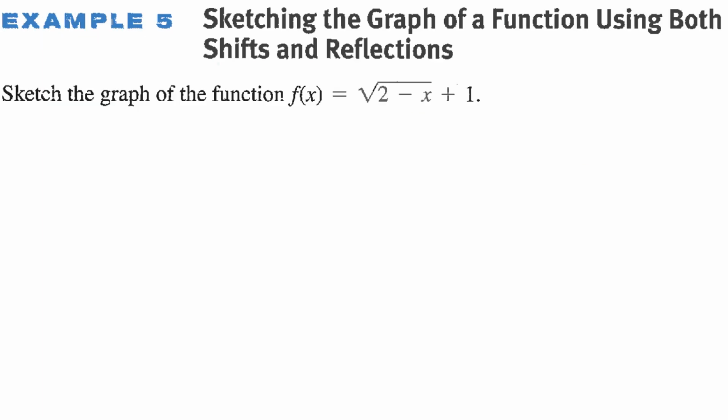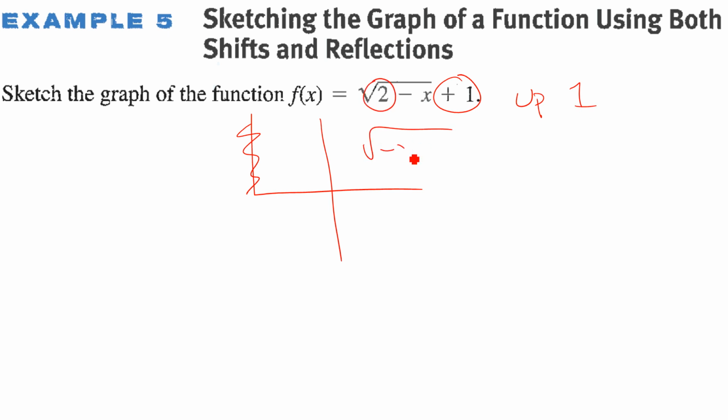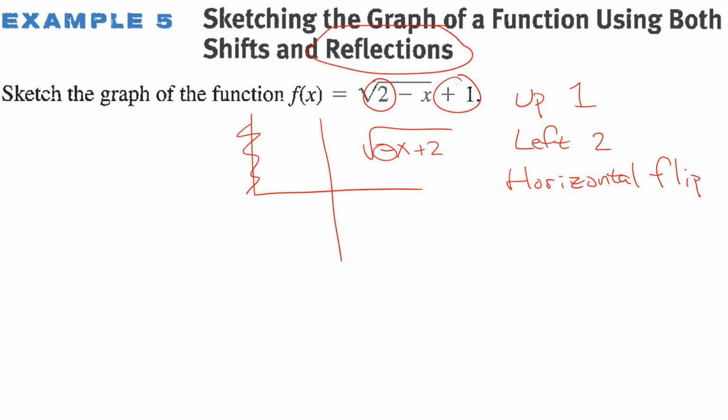All right, so another sketch here. This is going to be up 1. This says, so that's a +2. Another way to write this would be -x plus 2. So the 2 there, we're going to go opposite because it's an x. So it's going to be left 2. And then we're going to flip it over horizontally. So we're going to have a horizontal flip. Another way to say that is reflection.